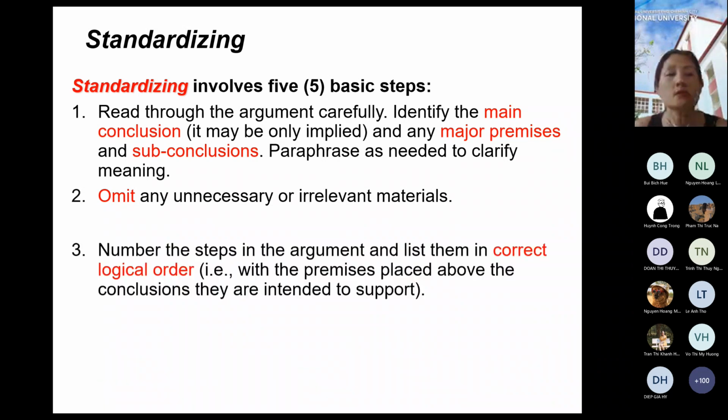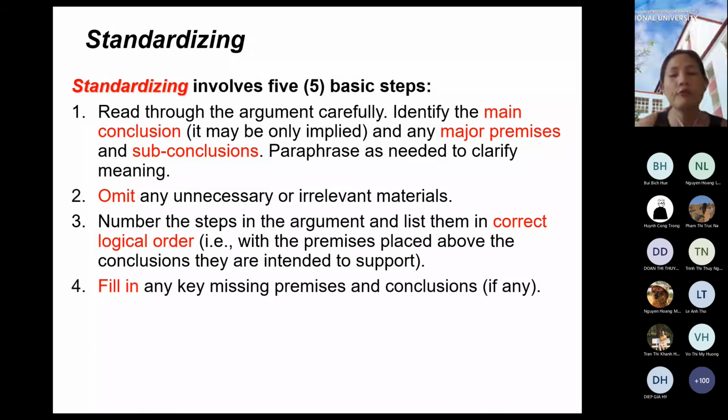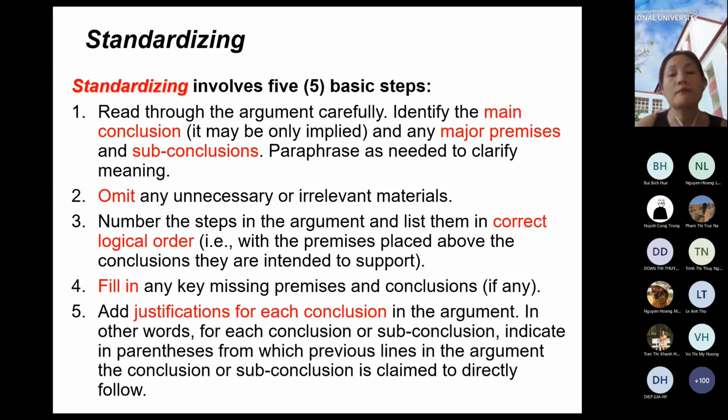Okay? And then number 3 is somewhat similar to the step in diagramming: we need to number the statements one by one. Okay, and in the correct logical order, what you see first, number first. And then when you put your argument into single statement form, we put the premises first, and then the conclusion. Okay, the conclusion stays below. That is somewhat similar to step number 3 in diagramming. Then the difference will be in step number 4 and number 5 here. So number 4 says that we need to fill in any key missing premises and conclusions.